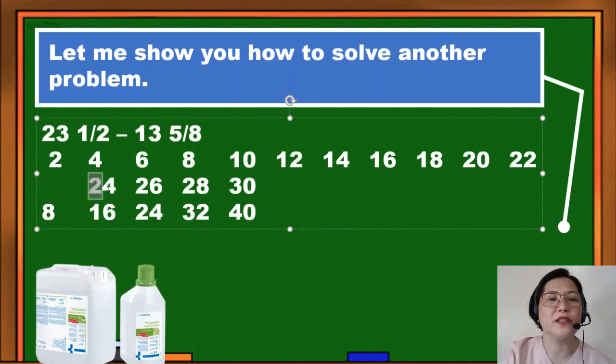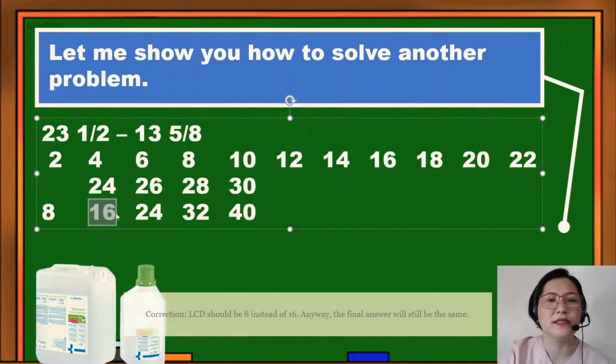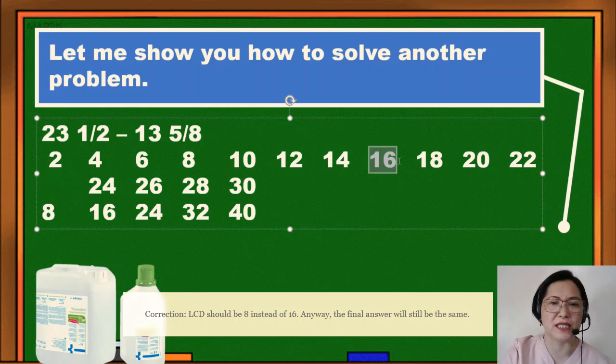Yes, very good. That is, oh, we have already here. That is what? 16. 16 is the least common denominator. 24 is already a common denominator. But since we are looking for least common, that's why we're going to use 16.